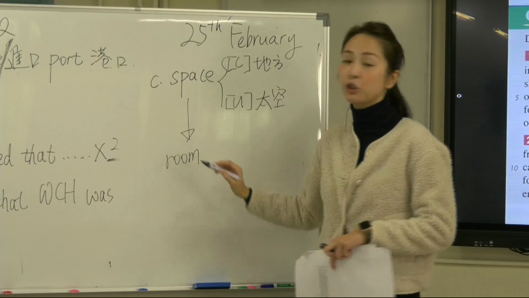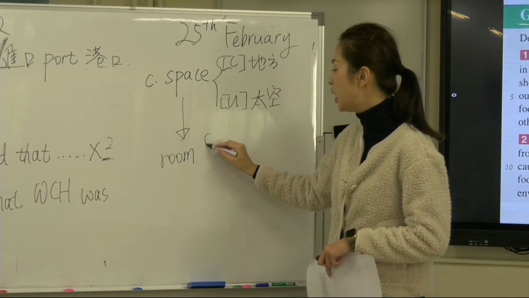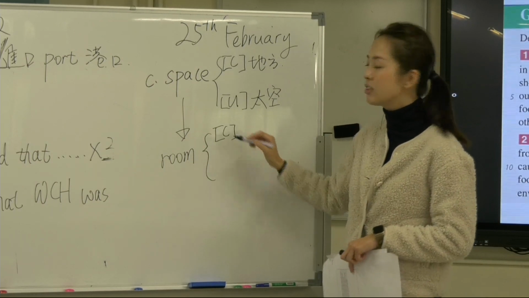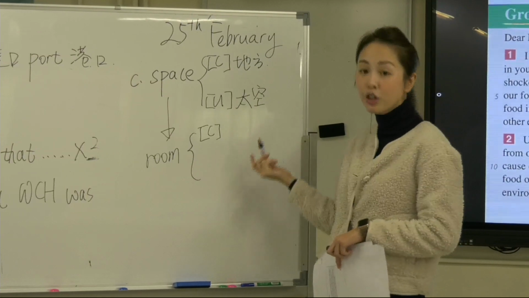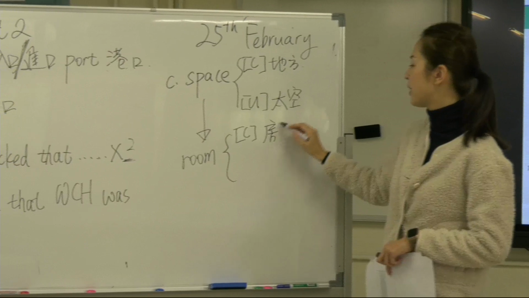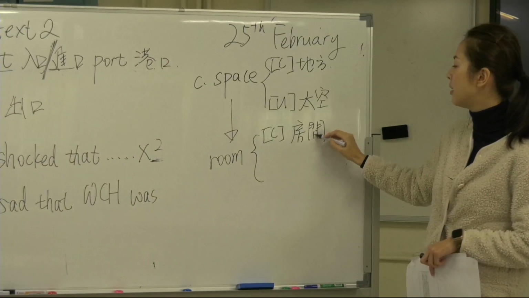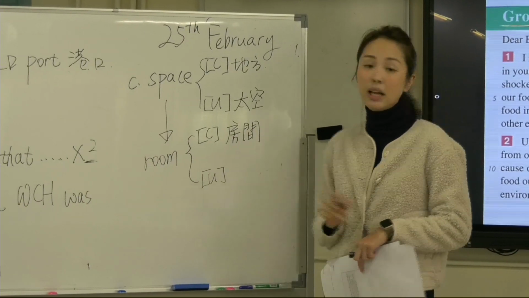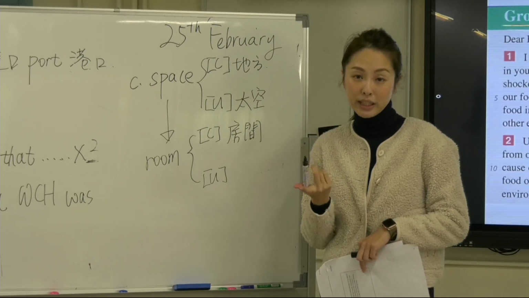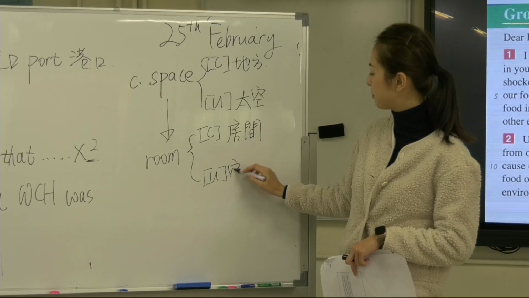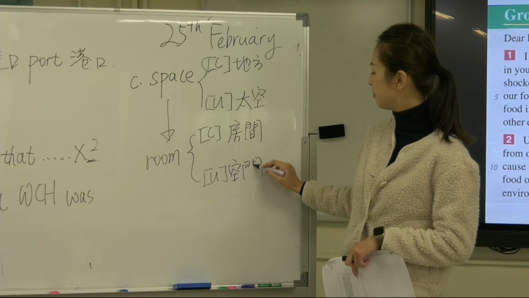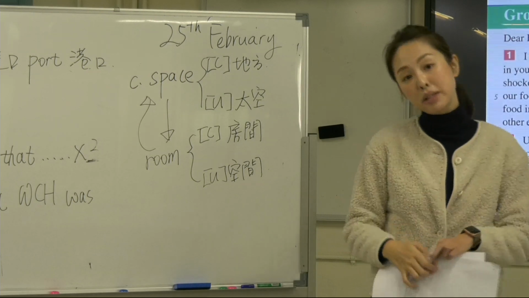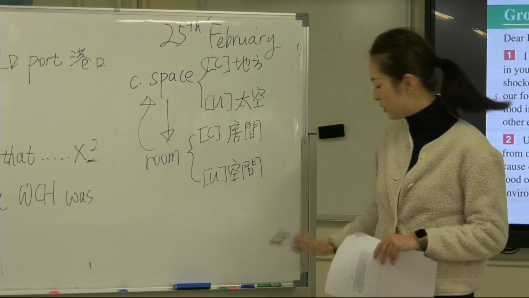I've taught this word in 2B before. See if you still remember. Room. What is the meaning of room? When it is countable, it's a room. It means 房間, right? But sometimes room is not countable. We cannot count. So what is the meaning of room here? It means, okay, it's very similar to space. So write down your notes.